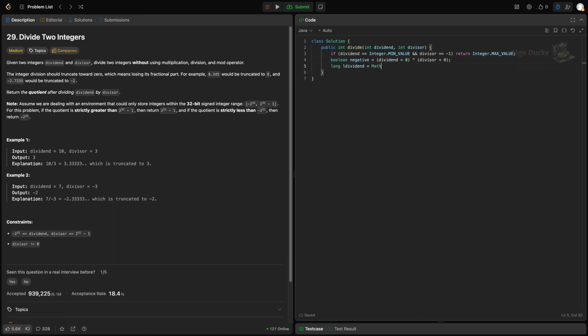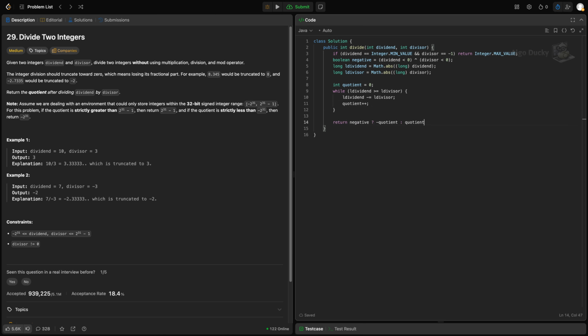Since taking the absolute value of integer min value causes trouble, we cast both values to long and then safely take their absolute values. We set up our quotient as 0. This will count how many times the divisor can be subtracted and will hold our final answer. As long as the dividend is still bigger than the divisor, we subtract and increment. Each subtraction is one division step in disguise. Once the subtraction loop ends, we apply the sign. If the answer should be negative, we flip the quotient before finishing.